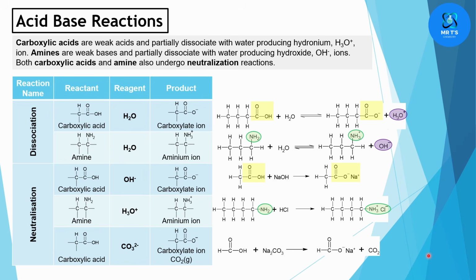We know what the functional group is, a carboxylic acid, because the carboxylic acid is the only organic molecule that we learned this year that is going to react with a carbonate to produce carbon dioxide. So these are the 5 different acid-base reactions we need to be familiar with.